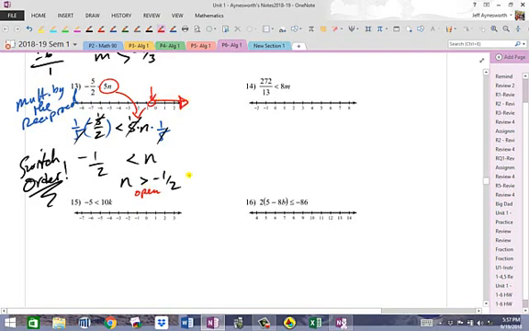Numbers that are bigger than negative 1/2 are like 0, 1, and 2, and 3, and 4, and so on. So it's got to be to the right. There's no equal sign, it's open. There's an equal sign, it's closed. It's that simple.